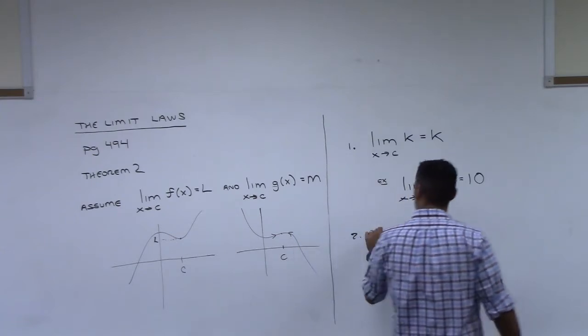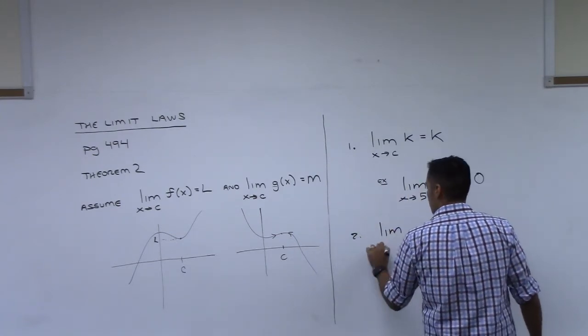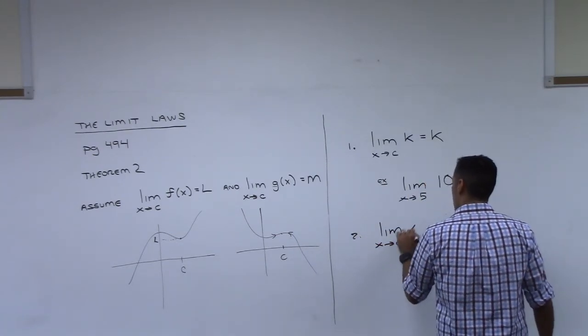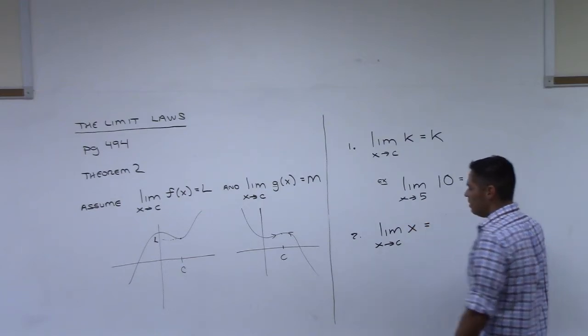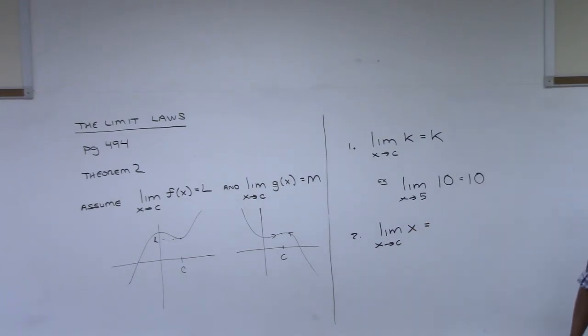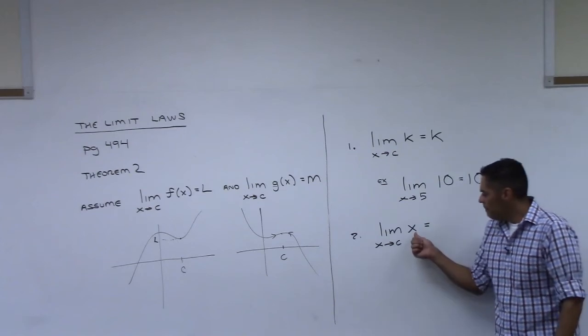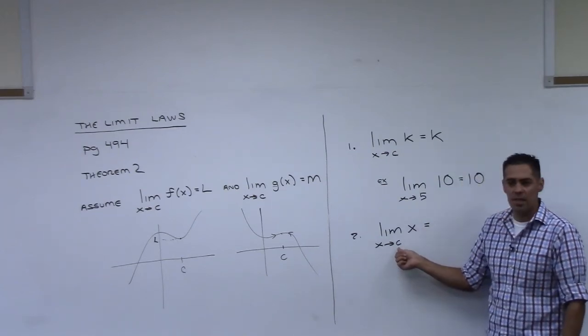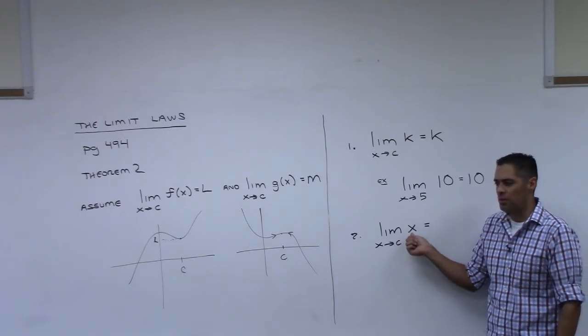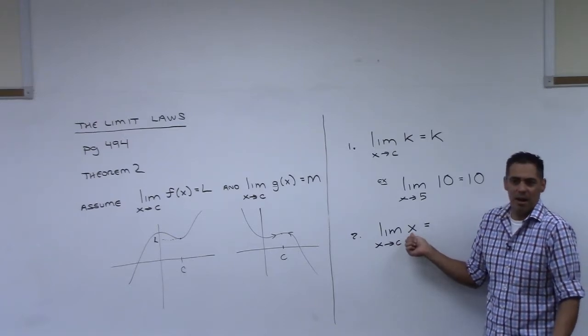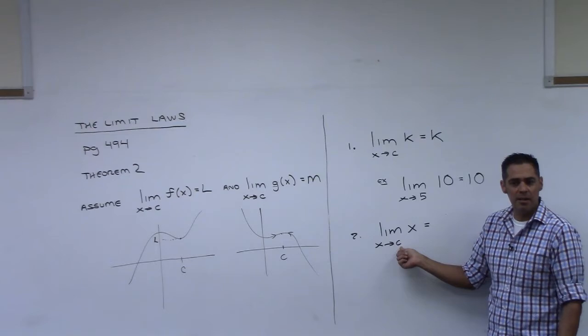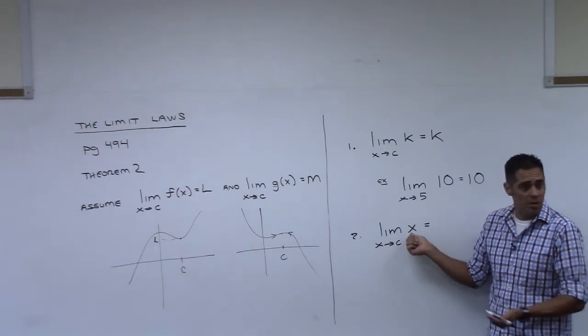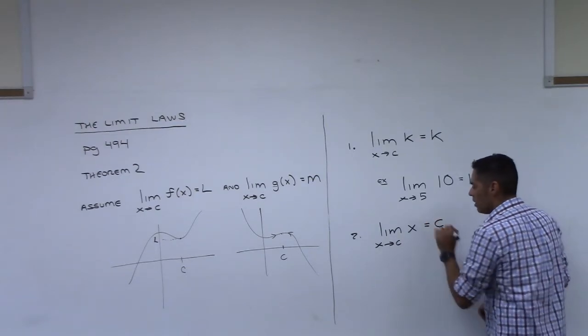The second law, the limit as x approaches c of x equals, now you tell me what you think. If I tell you, hey, what happens to this if I let x go to c? What do you think this is going to go to? C, right? I mean, x is turning into c, right? So this x should go to c, and that's exactly what the limit law states.